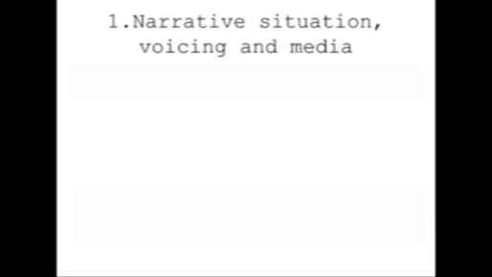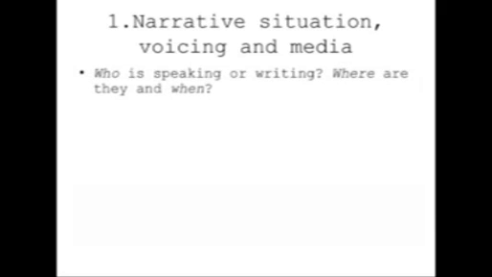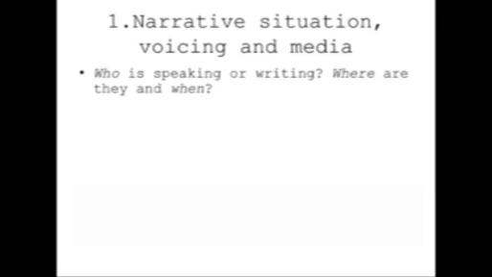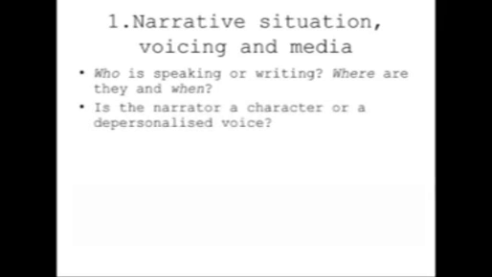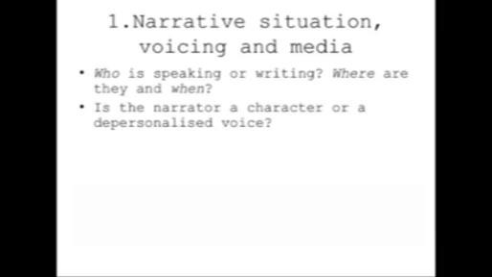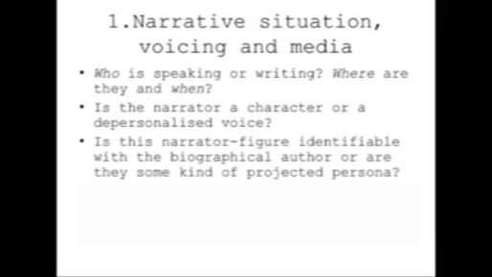First of all then, let's ask some questions about narrative situation and voicing. Try to ask yourself who it is who's speaking or writing the narrative. Where are they supposed to be? When are they writing, and to whom? Such questions can quickly subdivide into many others. Is the narrator clearly a character with a name or personality, or else a more shadowy kind of depersonalised or objective voice, someone who apparently knows the story but isn't necessarily a part of it? Is it someone who might be or pretends to be the author of the book?